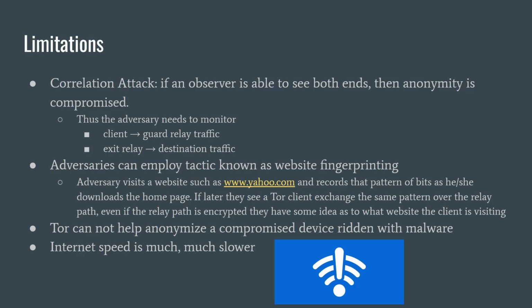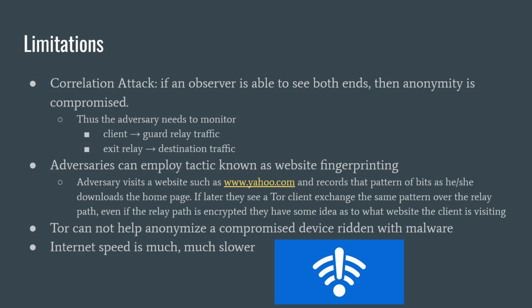Adversaries can employ a tactic known as website fingerprinting. So how this works is that they first visit the website themselves, so they could visit yahoo.com, and they record the pattern of bits that they download from the homepage or the HTML page. And then if later on they see a Tor client exchange the same pattern over the relay path, even if the relay path is encrypted, they have some idea as to what website the client is visiting. And if the adversary monitors the traffic between the client and the entry relay, then the adversary therefore can link the client to what they're visiting.